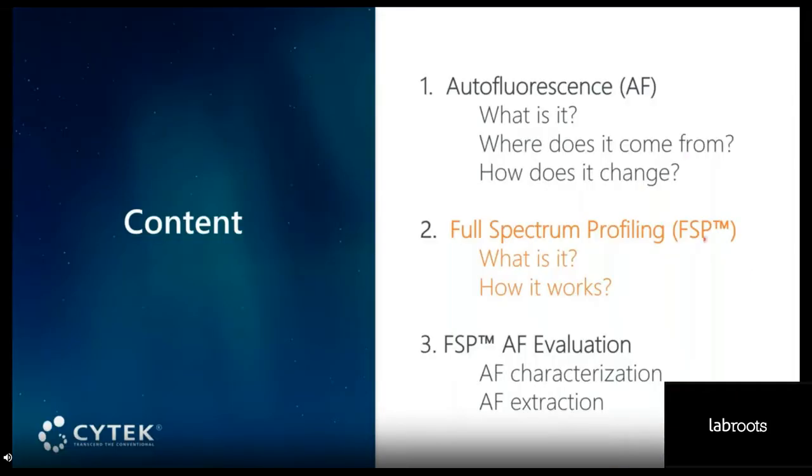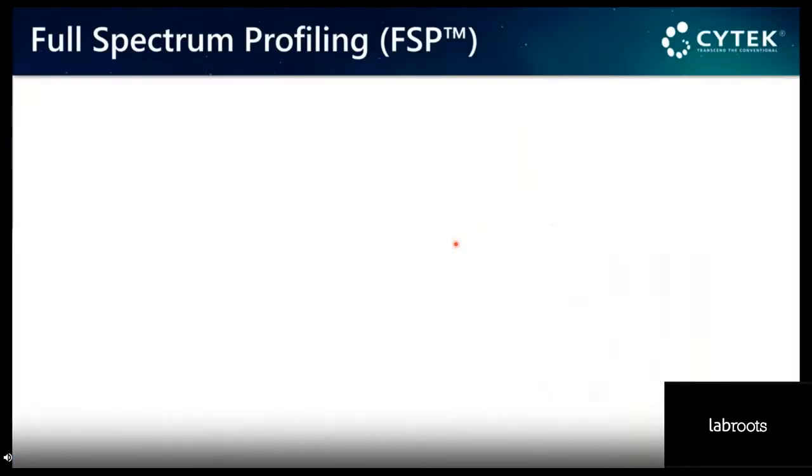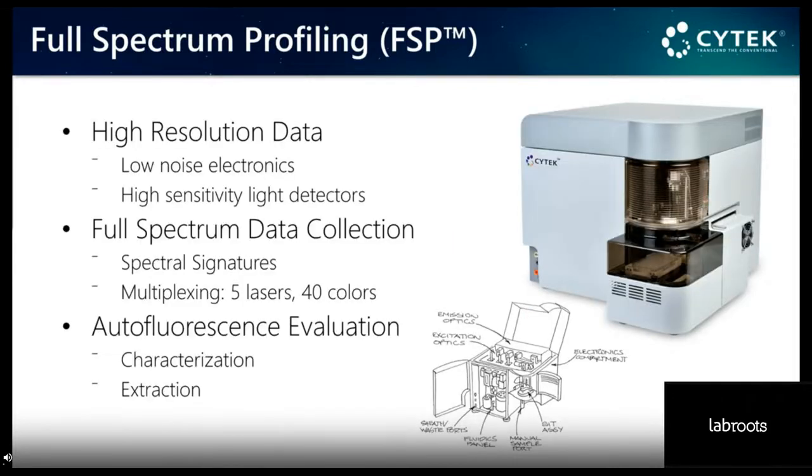Let's talk now about full spectrum profiling, what it is and how it works, and how we can use it for autofluorescence characterization. Full spectrum profiling is a technology introduced by Cytek back in 2017. It uses flow cytometry to characterize single cells, cells that are in suspension, cells that are passing through lasers, and lasers are illuminating those cells. Then light is going to be scattered, fluorescent light will be produced, and we will be collecting that light.